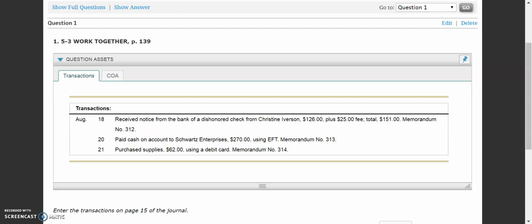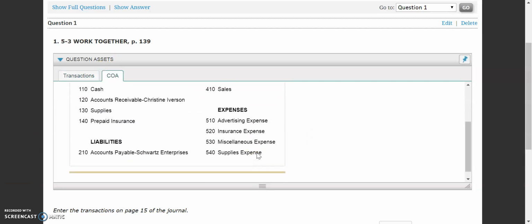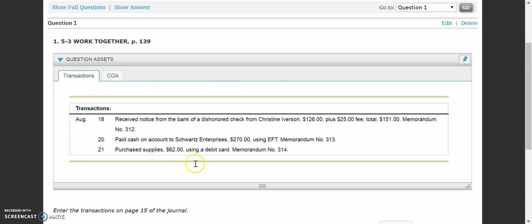All right, kiddos, we are on to 5.3 work together, where we will be journalizing some dishonored checks. We'll also be journalizing some EFT and some debit card transactions. So, a real short work together today, which is kind of nice after a couple of longer ones this chapter. So we've got a few transactions here. We also have our chart of accounts in case, of course, you need to reference that for any reason.